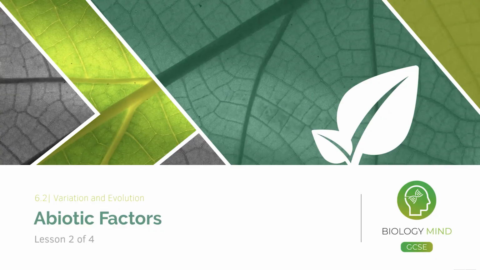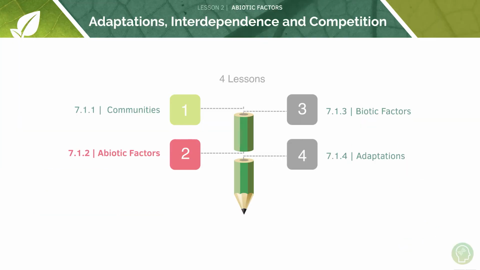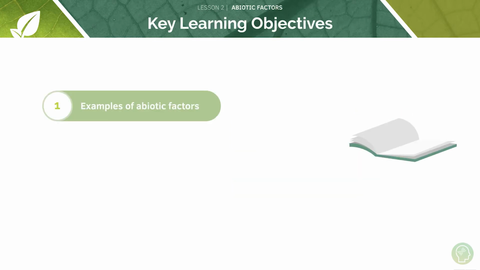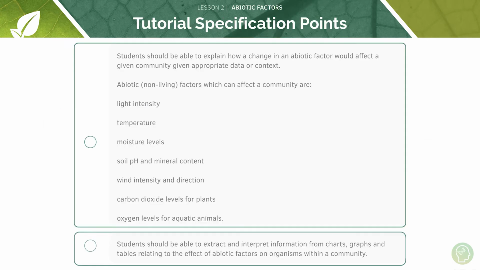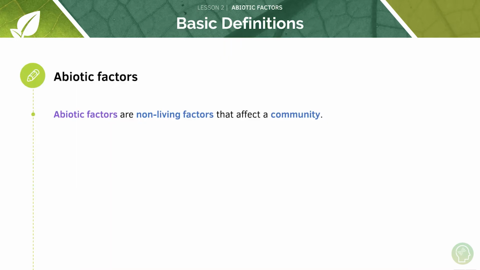So let's get started. Hello there, and welcome to this tutorial on abiotic factors. In the last tutorial we had a look at a lot of definitions regarding communities, and we briefly came across the term abiotic factors, but we didn't go into much detail on it, so that's what we'll be doing in today's session. We're going to have a look at a few examples of various abiotic factors, and then what kind of effect these factors have on their respective organisms. These are the relevant specification points for today's tutorial, so as per usual, go through these at the end, make sure you understand what's going on.